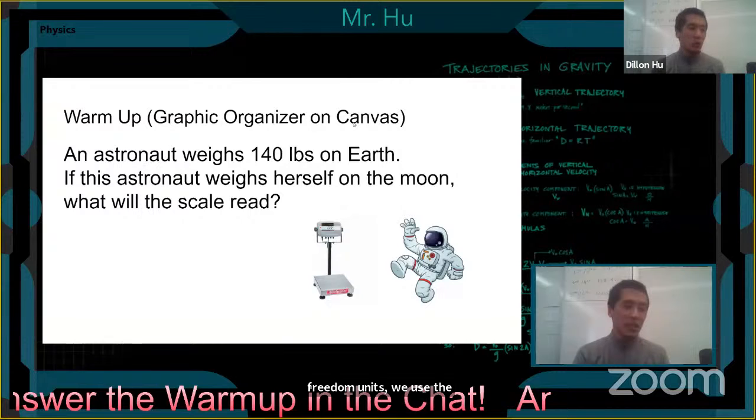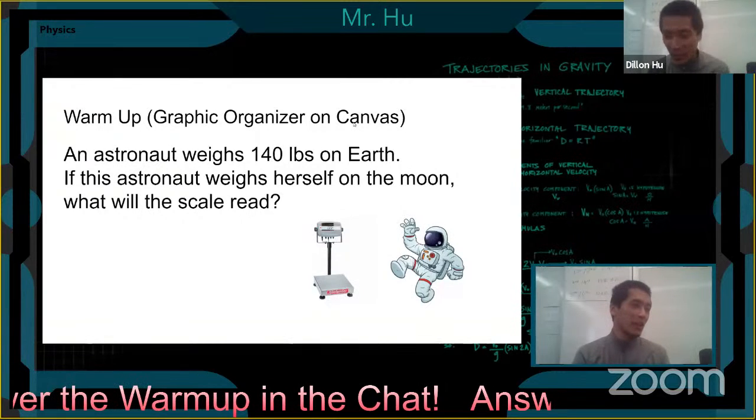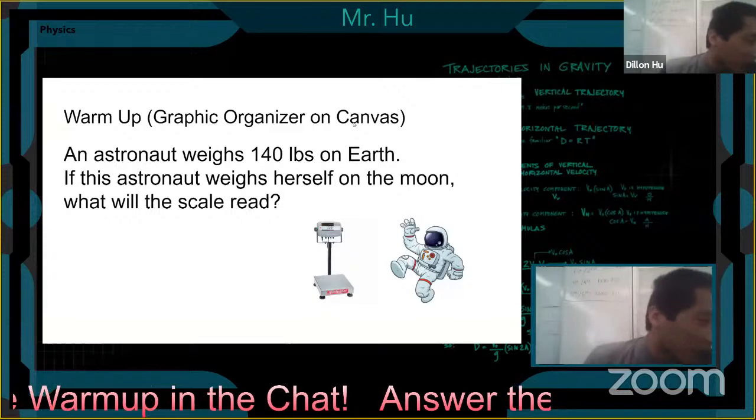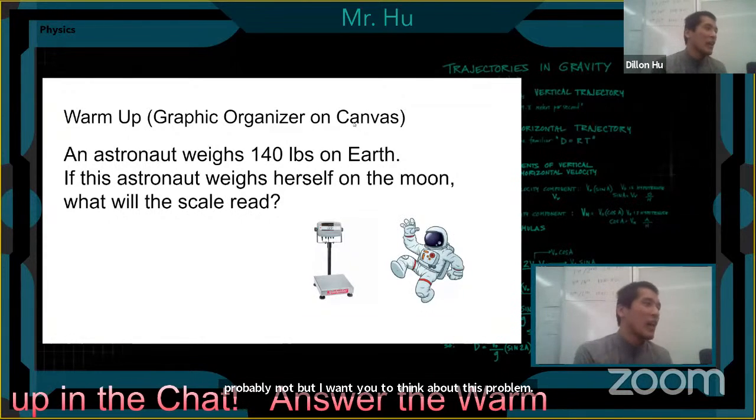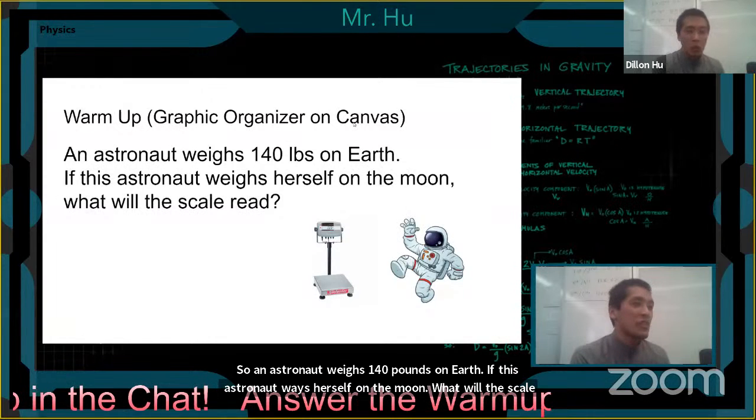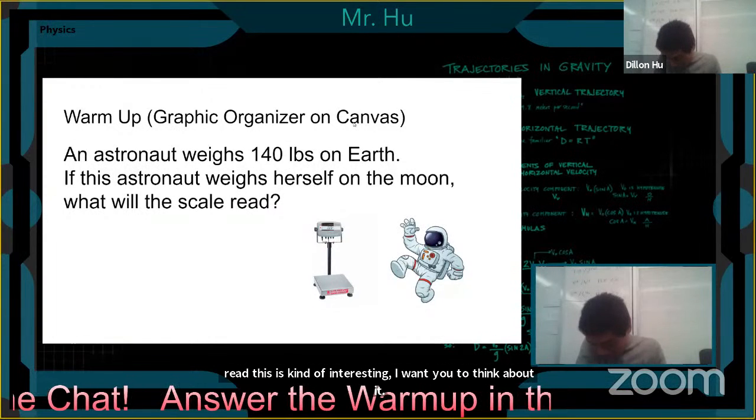You may do some Googling to try to figure this out if you are of that kind of personality, which is okay. But an astronaut weighs 140 pounds on Earth. If this astronaut weighs herself on the moon, what will the scale read? So I want you to think about that for a couple minutes.